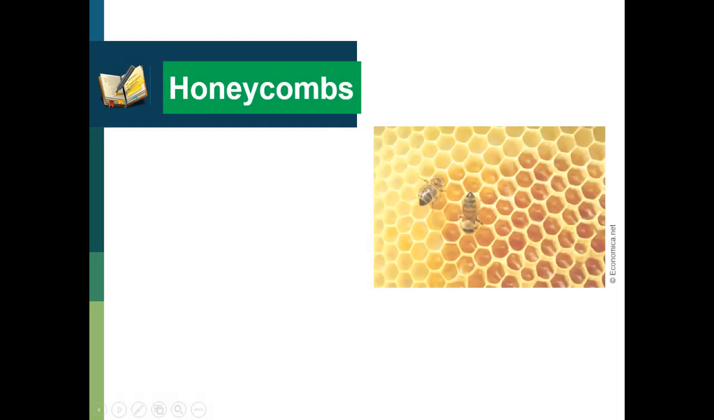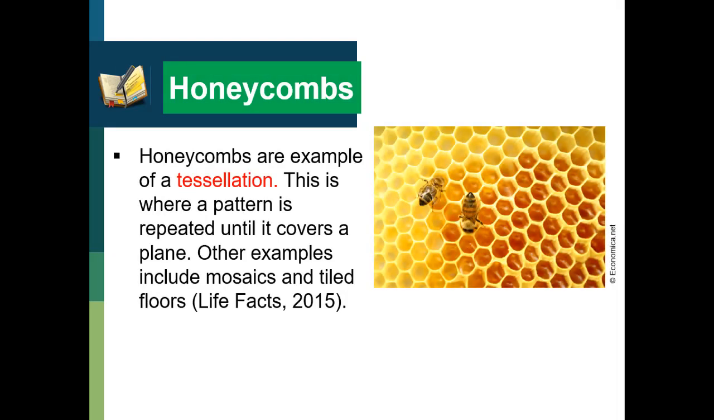So let's proceed. Honeycombs. Honeycombs are an example of a tessellation. What is a tessellation? This is where a pattern is repeated until it covers a plane. Say for example, this honeycomb is a plane. A certain figure is repeated many times to cover the whole plane. But in a tessellation, it must have no gaps and no overlaps. Other examples include mosaics and tiled floors. If you observe the honeycomb, what particular polygon was used? That is a 6-sided polygon, which is the hexagon.